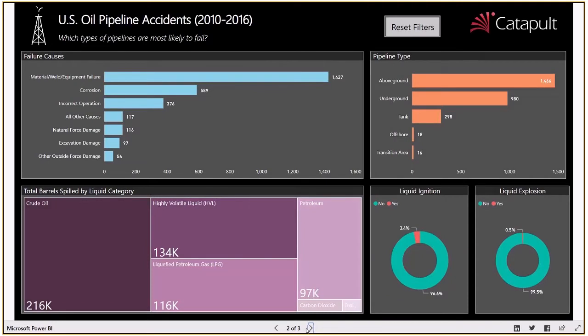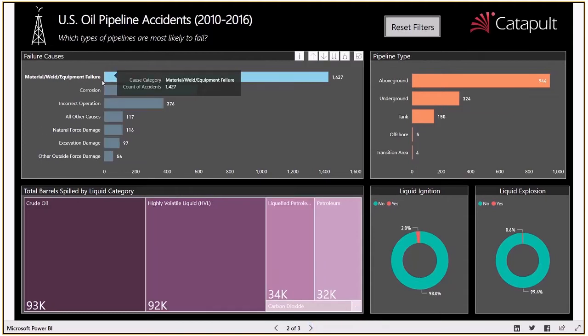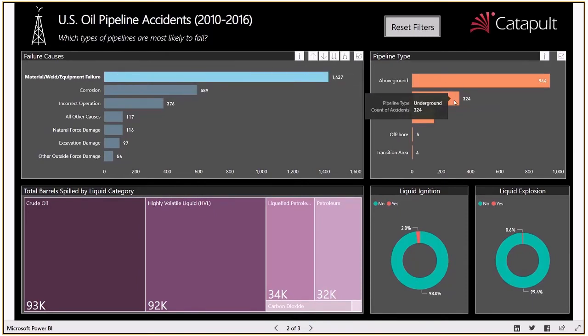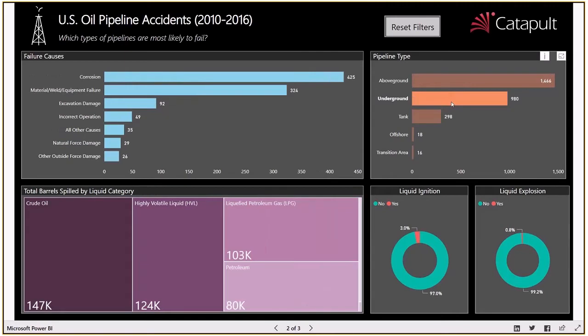On to page 2, what we're looking at is to identify correlations between failure causes and the different types. So for instance, we can look at equipment failure as the most common cause of above ground pipes, or if we want to look at underground pipes, the most common cause of failure is corrosion.